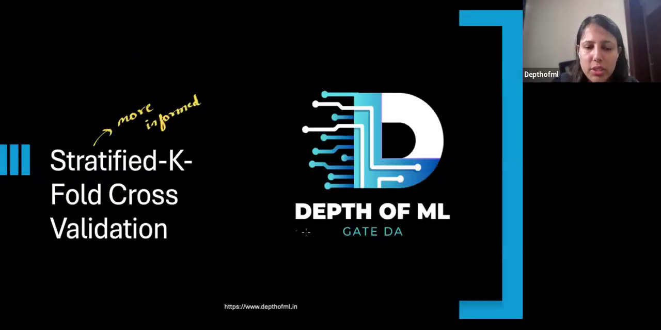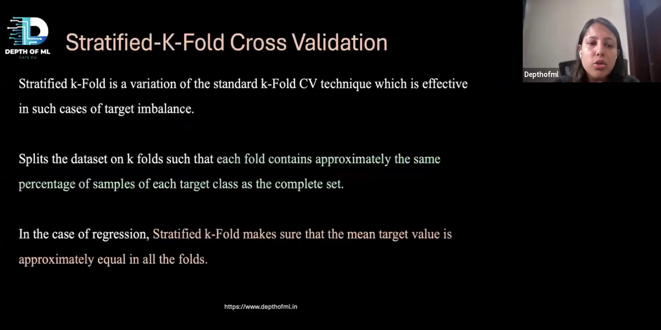Before I go into this, this is not mentioned in the syllabus, the stratified K-fold cross validation, but the question was there in the sample paper. If you look at the GATE 2024 sample paper, they have asked a question on stratified K-fold cross-validation, so we have to do it as well. Stratified K-fold cross-validation is actually a variation of the standard K-fold cross-validation technique. It is very effective whenever you have a case of target imbalance or class imbalance.